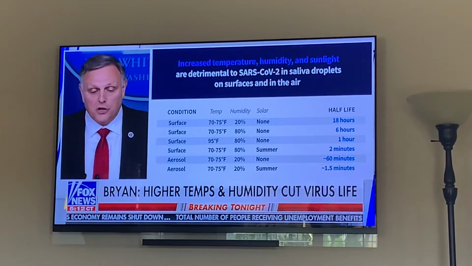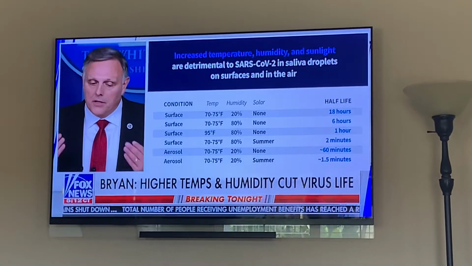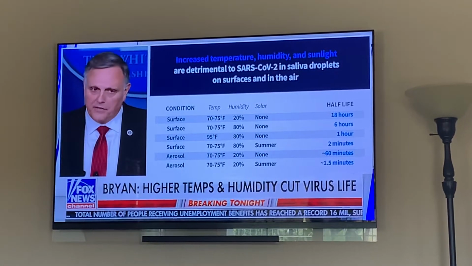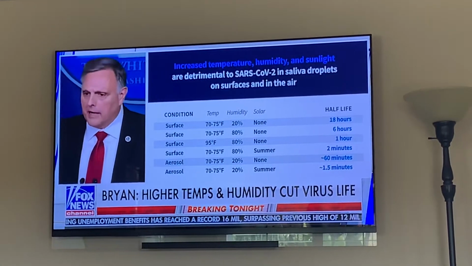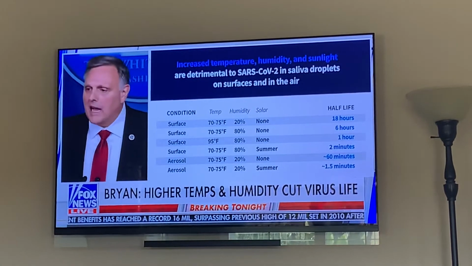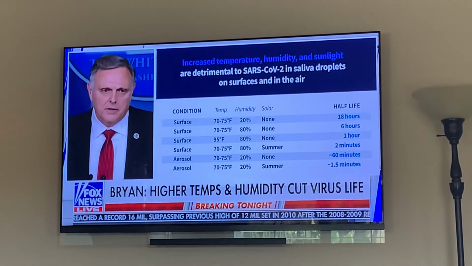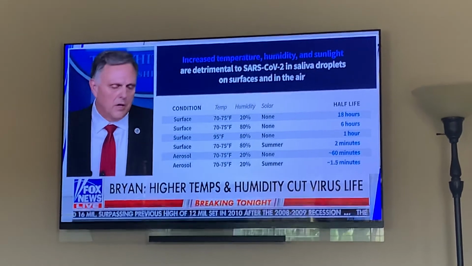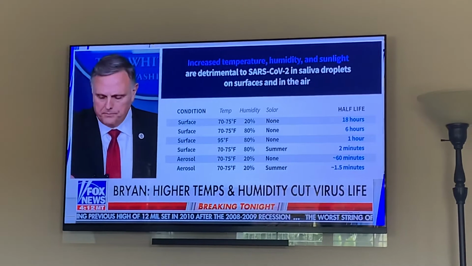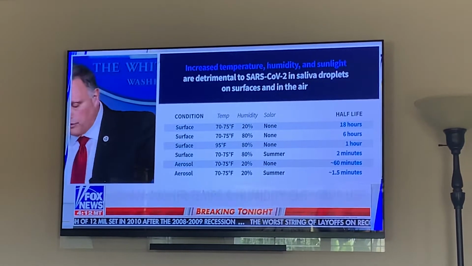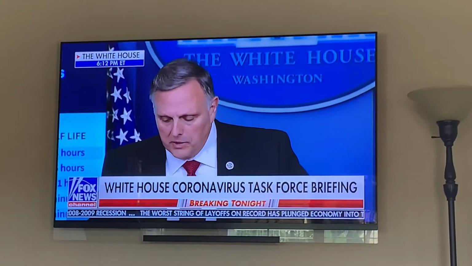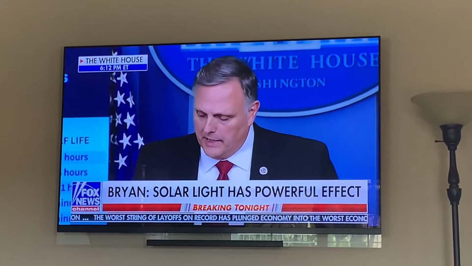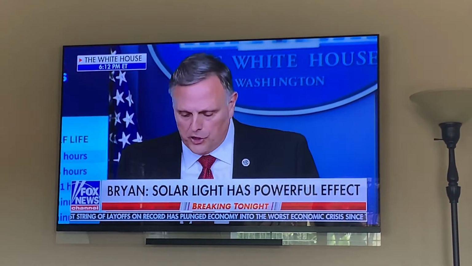And when you look at that chart, look at the aerosol, as you breathe it. You put it in a room, 70 to 75 degrees, 20% humidity, low humidity. The half-life is about an hour. But you get outside and it cuts down to 1.5 minutes. Very significant difference when it gets hit with UV rays. Mr. President, while there are many unknown links in the COVID-19 transmission chain, we believe these trends can support practical decision-making to lower the risks associated with the virus.